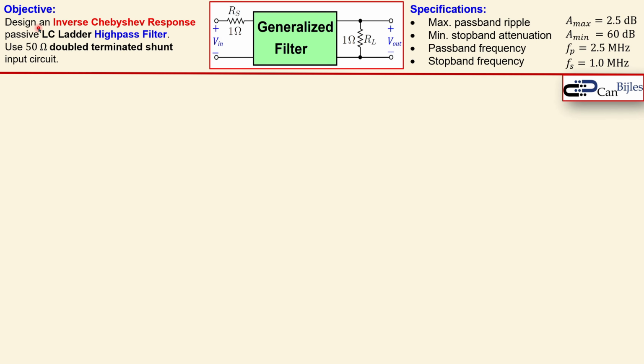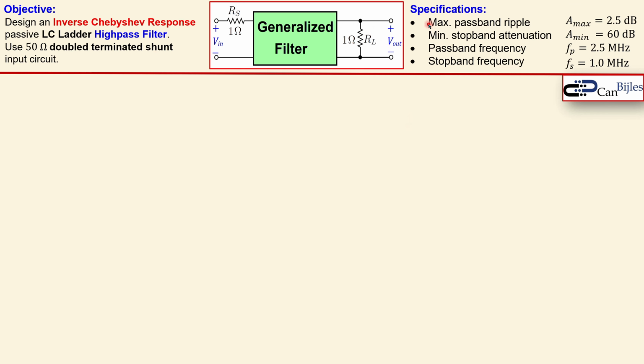Our objective is to design an inverse Chebyshev response, also called the Chebyshev response or Chebyshev type 2 response, of a LC ladder configuration for a high-pass filter, and we will use 50 ohm double terminated shunt input circuit. As discussed before, this is the generalized circuit. These are the normalized values for the source resistor and the load resistor.